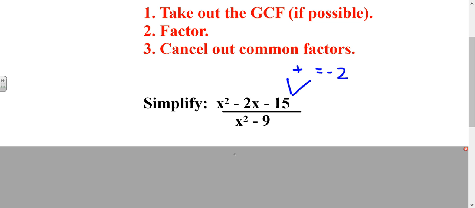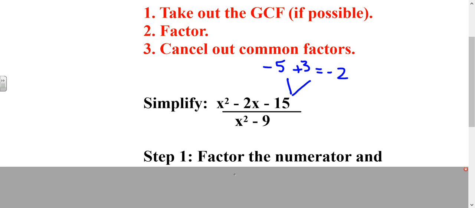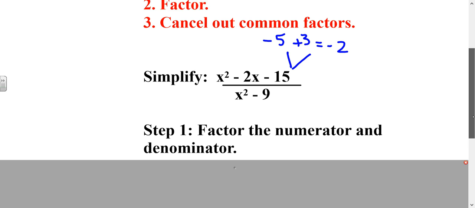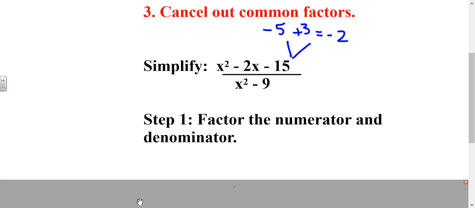So I could do 5 and 3, and the 5 would have to be negative in order to make it add to be negative 2. So when we factor the numerator, we get x minus 5 times x plus 3. If I were to double distribute this out, I would get x squared minus 2x minus 15, which is what I started with. Okay, so that's the top one.